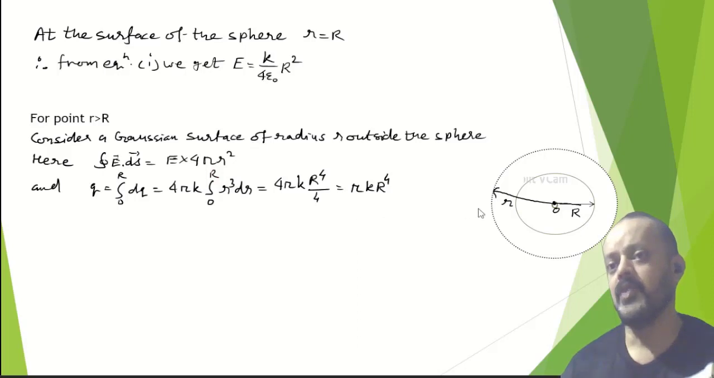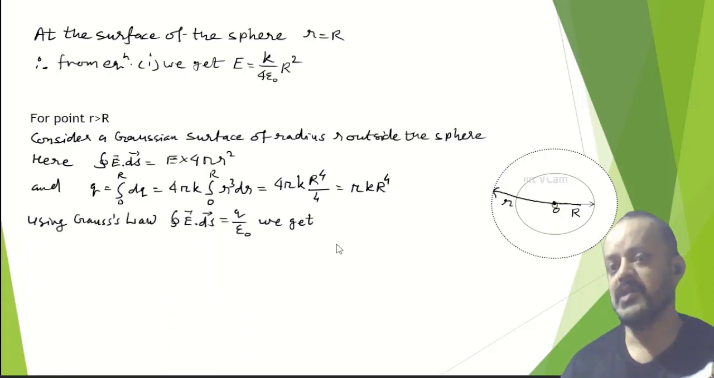Now, to obtain the value of the charge within the Gaussian surface, we integrate dq as we discussed in the previous case, for the limits 0 to capital R, because here the charge only exists from 0 to capital R. As we simplify this integration, we get the value of q, the charge within the Gaussian surface. It is pi k capital R raised to power 4.